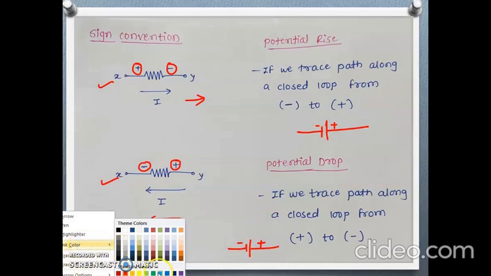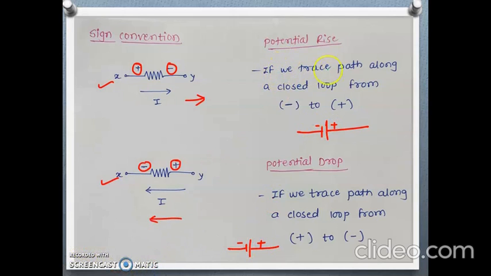Now suppose we trace the path along a closed loop from the negative end of the battery to the positive end of the battery. That means if our assumed direction of current is this, then we are tracing the path from negative to positive. That means the change is from negative to positive, so it will be a potential rise. It is taken as a potential rise.